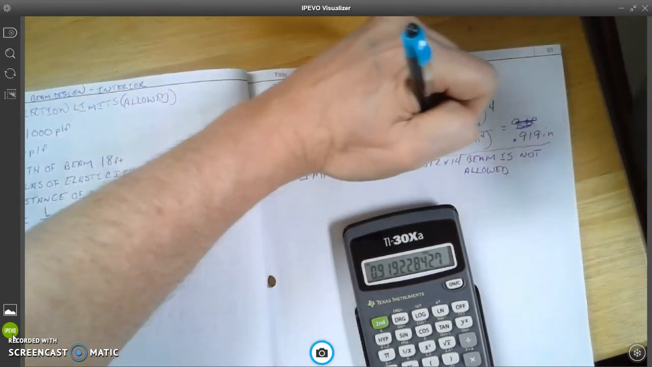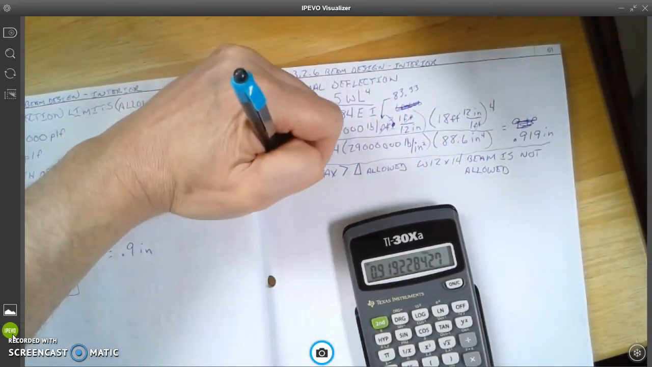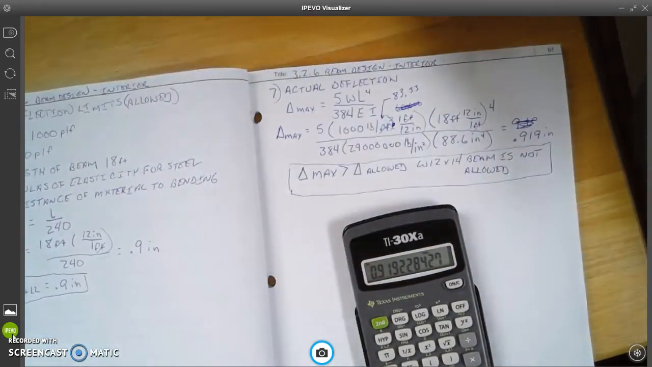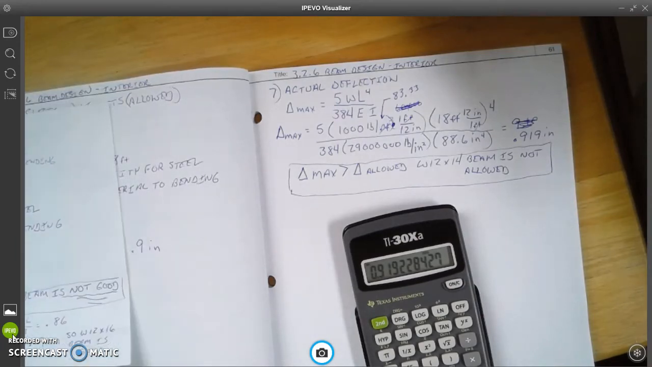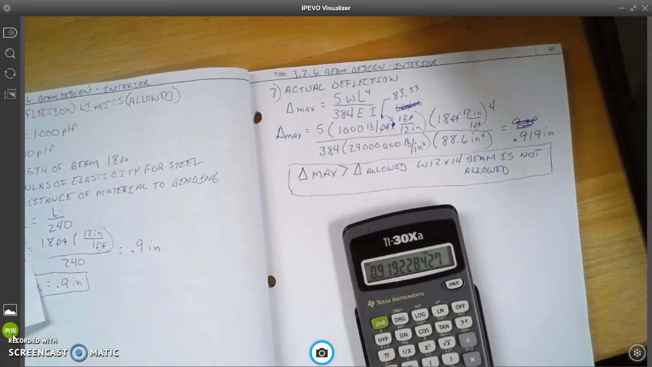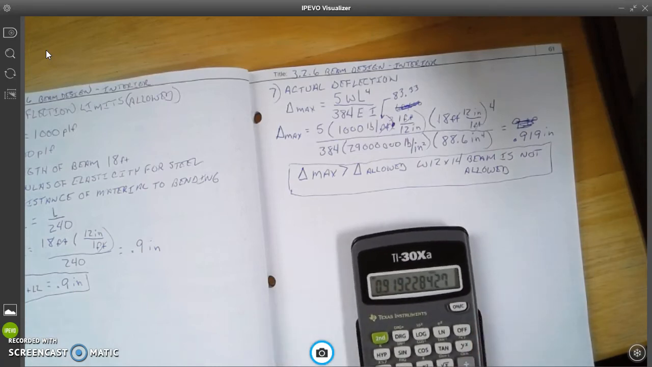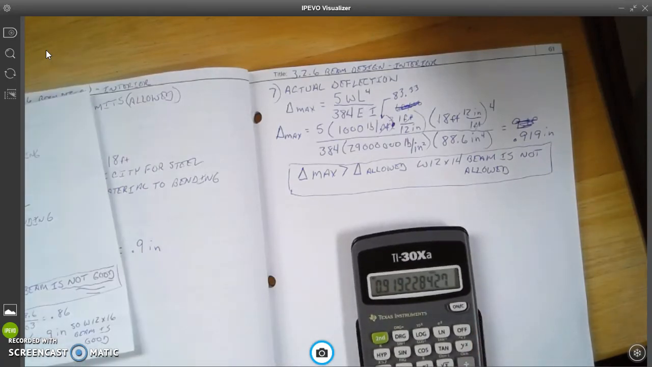You are probably starting to think to yourself, we just went through all this work and now we're going to have to choose a different beam and do all these calculations again. But you are not correct about that. We're going to choose a different beam, but we don't have to do all these calculations because we're going to set up a ratio.